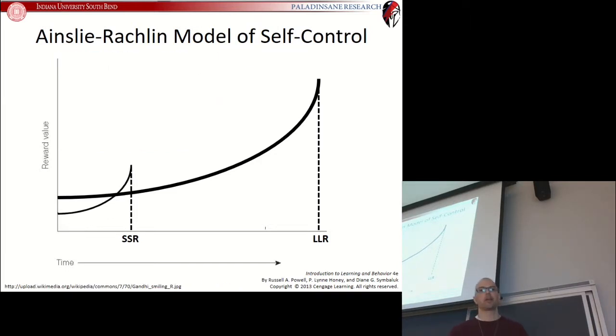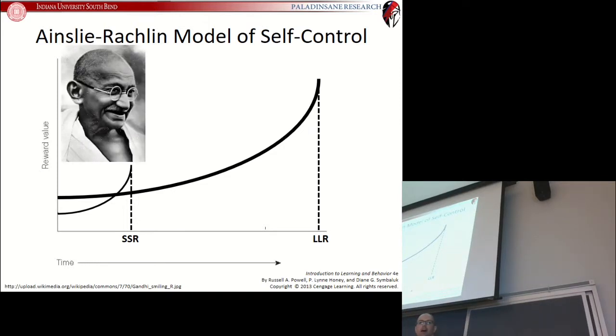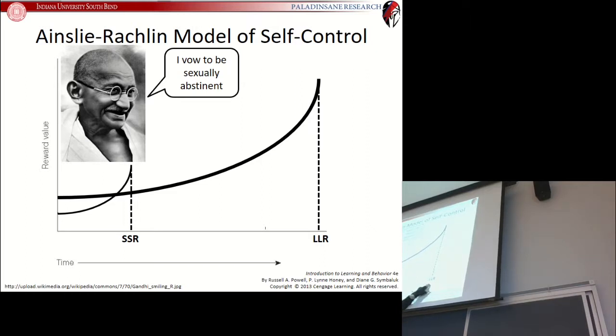Let's take an example of it working. Your textbook mentions this one, but it's so extreme that I thought it'd be important. Gandhi. Just to give you a little bit of background on the situation in case you forgot, Gandhi vowed to be sexually abstinent while he was married. All right, so this is the vow that he made. I'm not going to question why, but he made this vow. He wanted to remain sexually abstinent. In that case, the larger later reward is whatever reward he was going to get for remaining sexually abstinent. He had his reasons. The smaller sooner reward is sex with his wife, right?